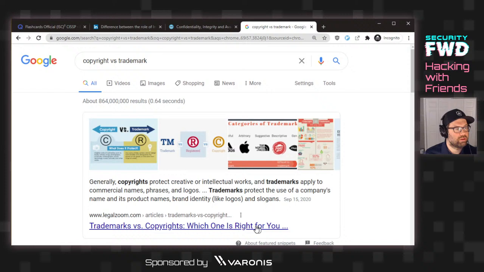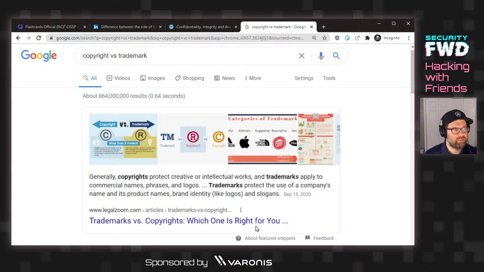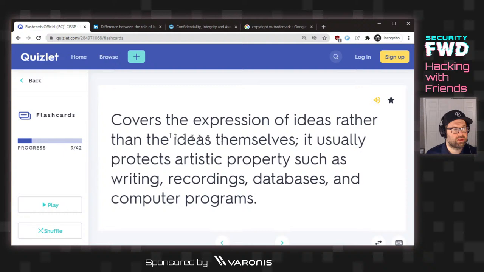Copyrights protect creative or intellectual works, and trademarks apply to commercial names, phrases, and logos. So my little mental mnemonic for this is that the trademark is for things that are in trade, such as commercial names, phrases, and logos, and anything else would be copyright. So let's see if that would work for this. Expression of ideas rather than... All right, so it says artistic, so we know it's copyright because it's not trade, which isn't a perfect analogy, but we need something to keep these in our heads.